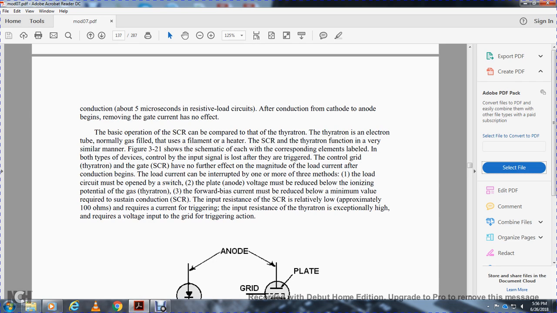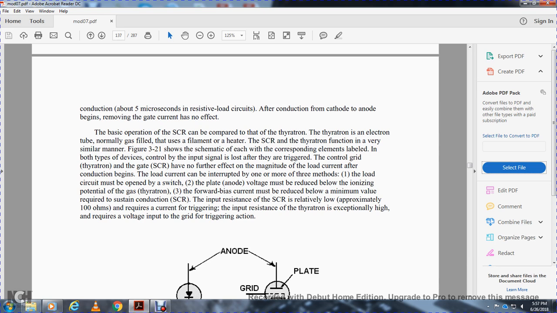Basic operation: the silicon-controlled rectifier can be compared with the thyratron, an electron tube normally gas filled, with a filament or heater. The silicon-controlled rectifier and the thyratron function in a very similar manner. Figure 3-21 shows the schematic of each, with the corresponding elements labeled for both devices. The controlling input signal is lost after the trigger, at the control grid of the thyratron and the gate of the silicon-controlled rectifier, with no further input needed. After conduction begins, the load current can be interrupted by one or more of three methods.